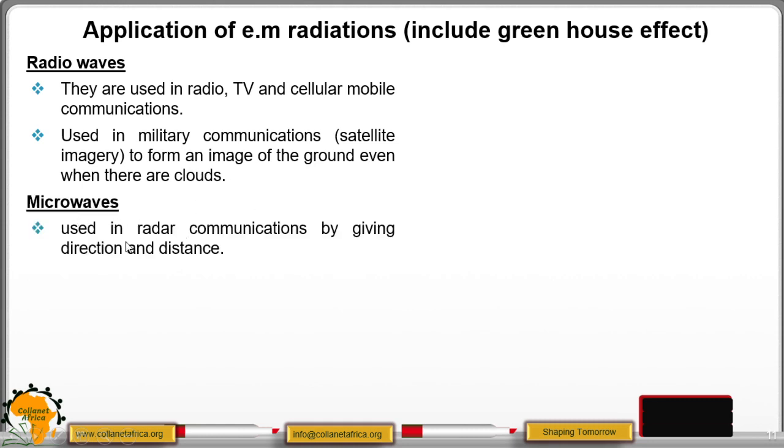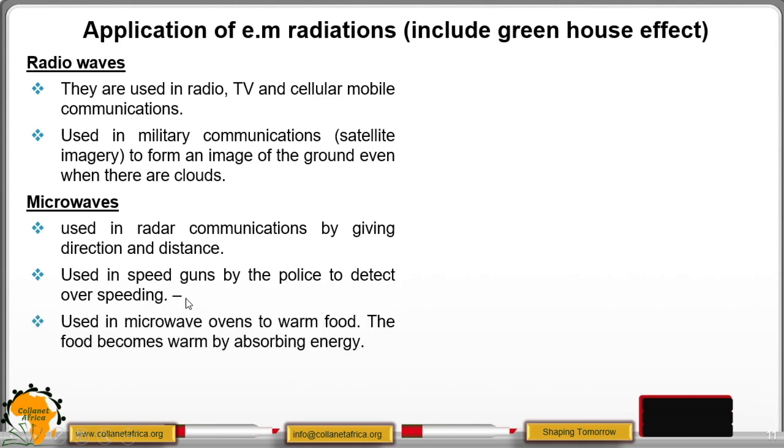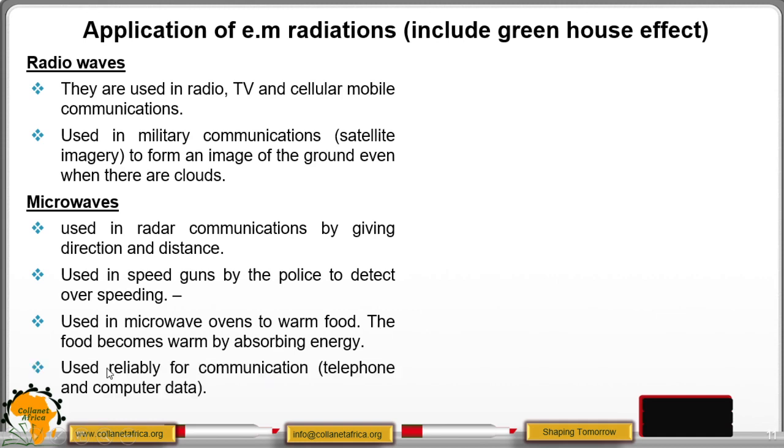Then we have microwaves. They are used in radar, that is in communication, and this gives us direction and distance. Also in speed guns, used by the police to detect overspeeding vehicles. In microwave ovens, they are used to warm food, and the food is warmed by absorbing the energy. They are also used for communication, that is in telephone and computer data.